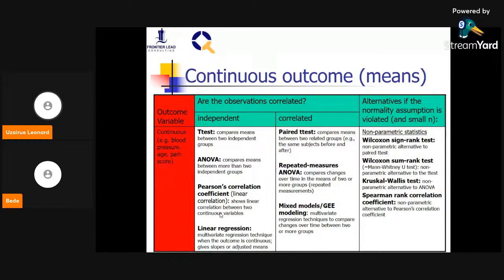multivariance regression technique to compare changes over time between 2 or more groups. Then the next one is linear regression. This is a multivariance regression technique when the outcome is continuous, that is a given slope or adjusted, when you adjust the mean as the case may be. The non-parametric equivalent is actually the Spearman rank correlation coefficient. So this is the non-parametric alternative to the Pearson correlation coefficient.